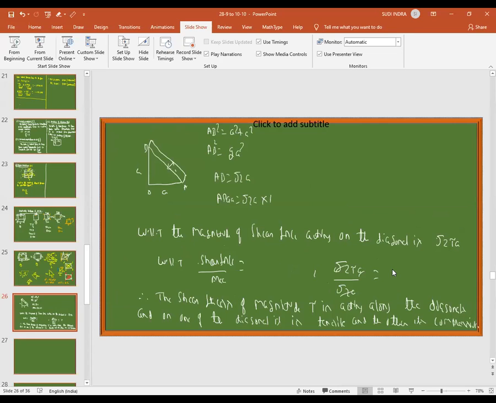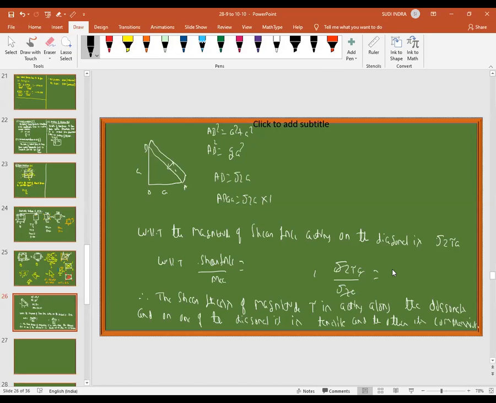This cannot be, since the diagonals are subjected to normal stresses. This is nothing but shear force by area. It is subjected to a normal stress, normal tensile force of tau and normal compressive force of tau. This is normal stress.